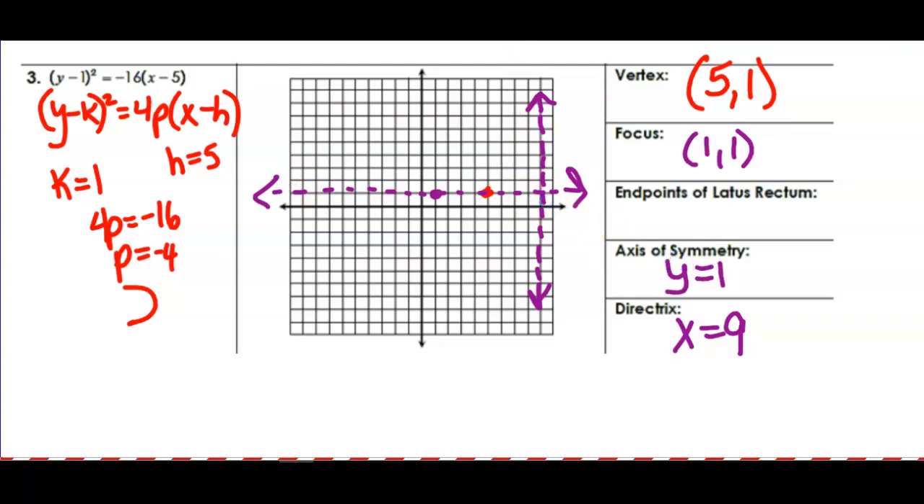All right, now to graph the parabola, if we use this idea of the latus rectum, the whole segment, latus rectum here, is a distance of 4p or 16 units long. That means it goes 8 this way and 8 this way. So it's very wide.